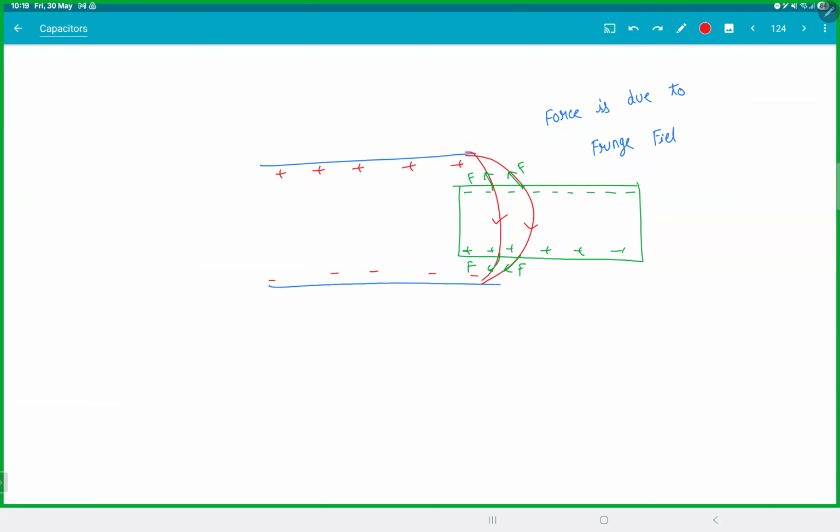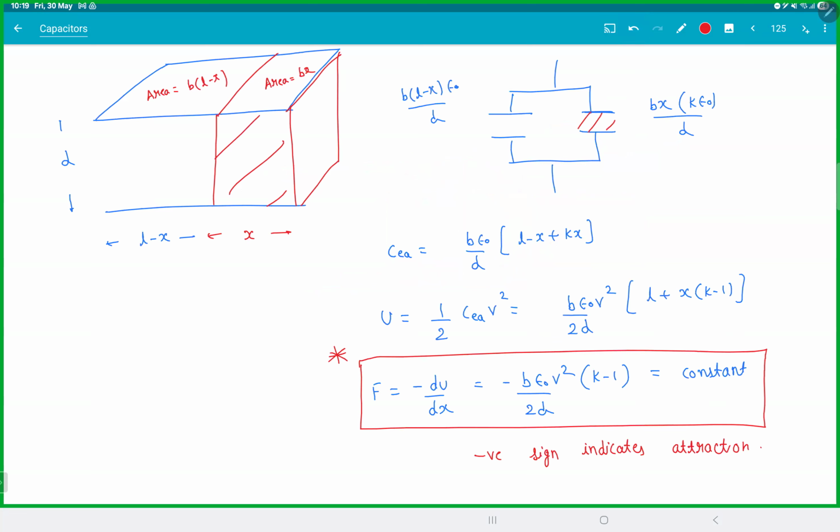So it doesn't matter how much the slab has gone inside. Whether the slab is little inside or the slab is completely, almost there, the force is constant. Clear with this. Now the second part of the question, time period. Most people think it is SHM. For SHM, force should be proportional to x. Here force is constant. This is not SHM. This is a periodic motion.